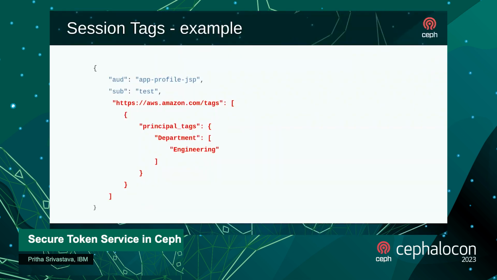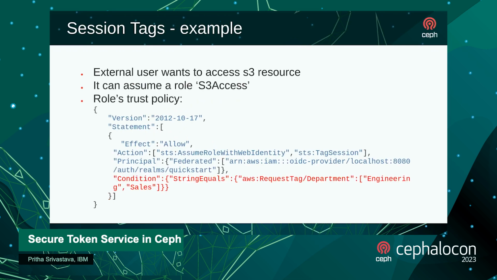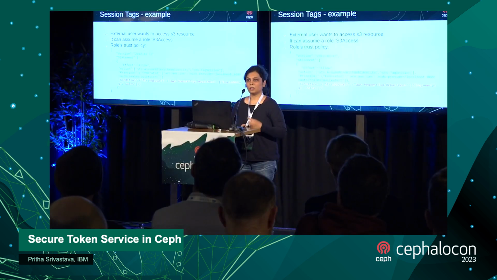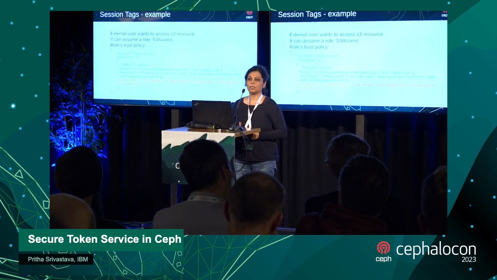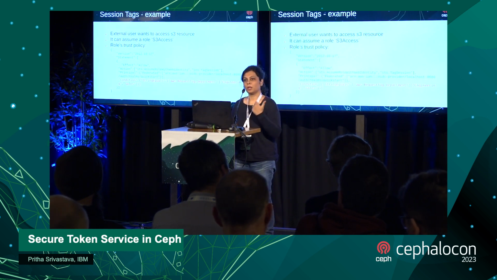So this is a web token associated with an external user in case of assume role with web identity. And there's a tag called department which has been set to the value engineering. Now this user wants to access an S3 resource in RGW. The role name is S3 access, and its trust policy looks like this, which says that the request tag department value should either be engineering or sales. And since the user has its department tag set to engineering, the external user will be allowed to assume this role.